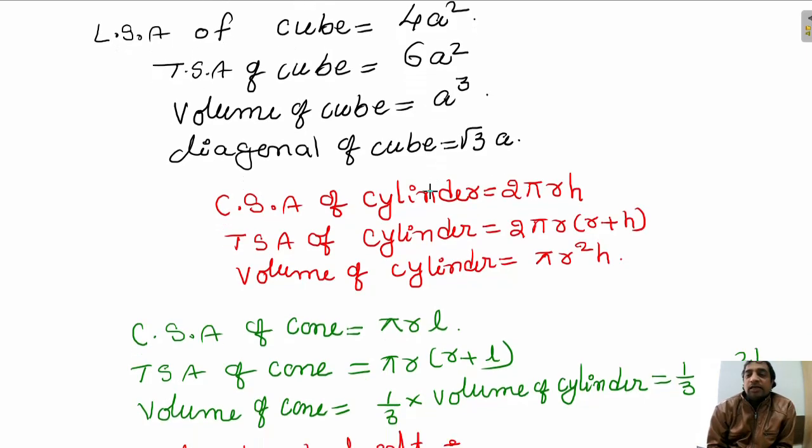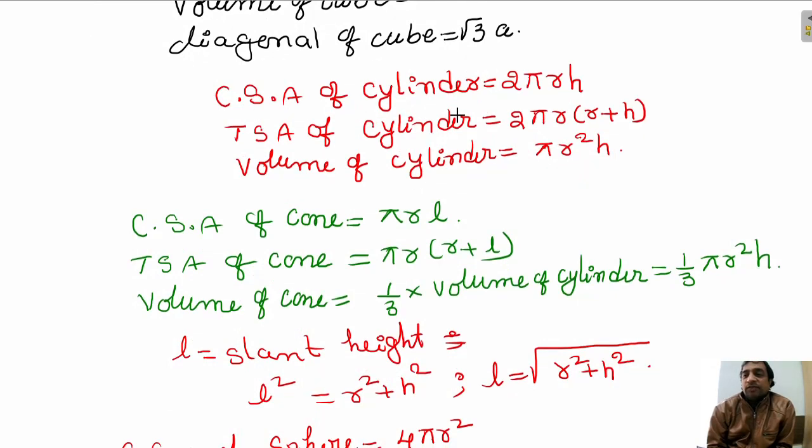In the same way, cylinder. CSA of cylinder is equal to 2 pi r h. TSA of cylinder is equal to 2 pi r into (r plus h). Volume of the cylinder is pi r square h, that is base area into height.